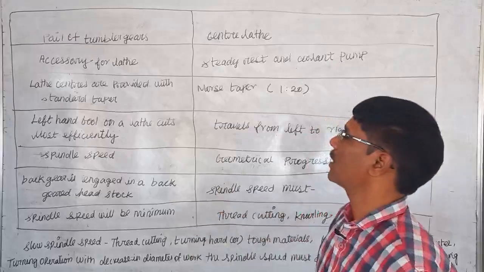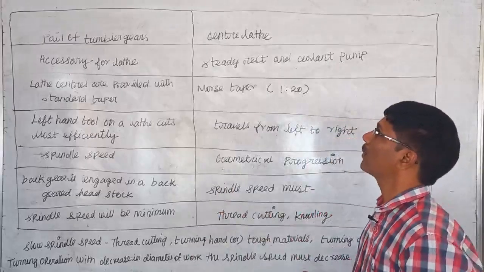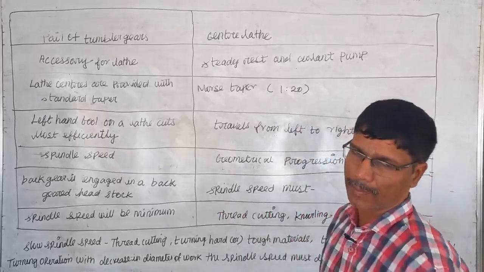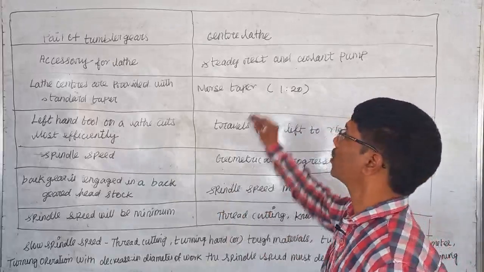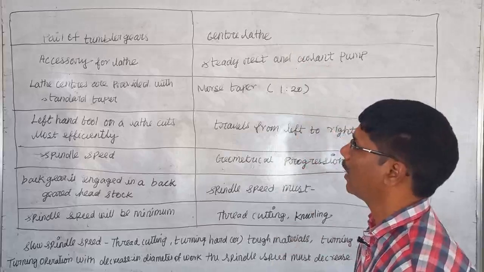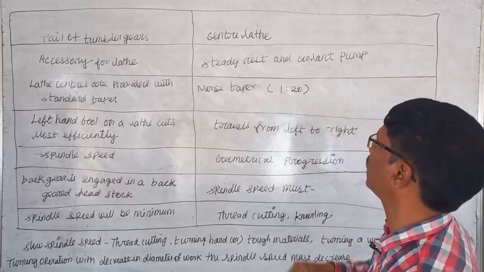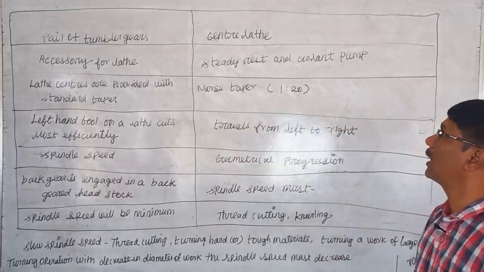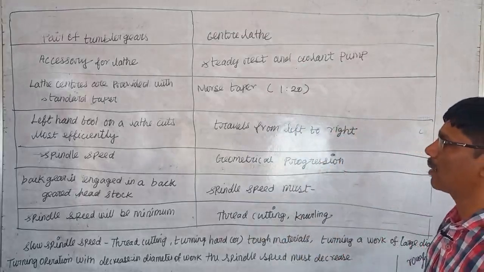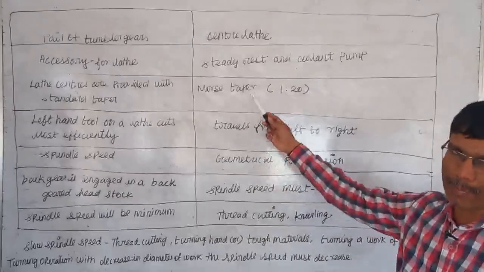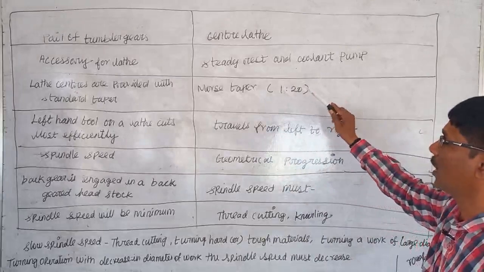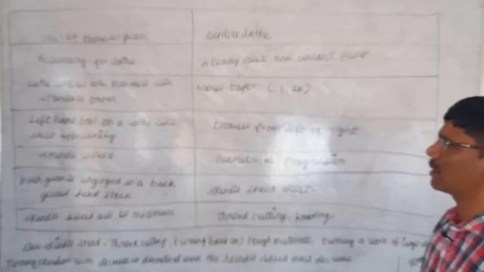These are the salient points in the lathe. In which machine is the pair of tumbler gear used? That is the question. It is used in the center lathe. And name some accessories for the lathe. The best examples are steady rest and coolant pump. Lathe centers are provided with a standard taper. That taper is called the Morse taper. It is an important question. Its ratio is 1:20, or in some books it may be mentioned as 1:24.